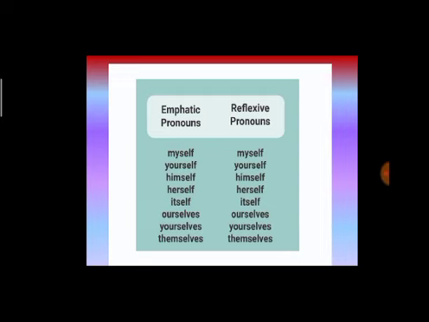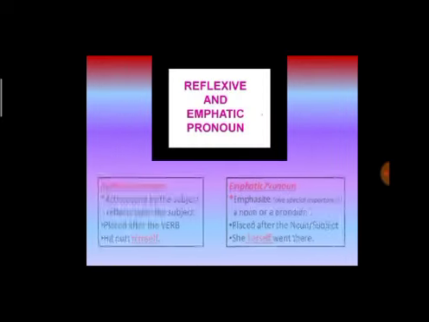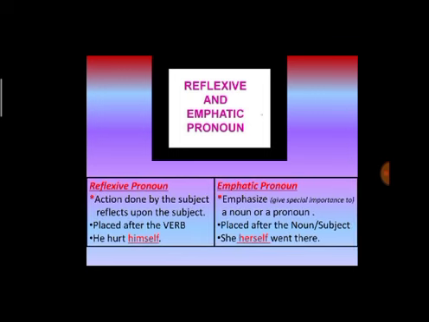But then what is the difference between them? Why are they given different names? Let us see. See, in reflexive pronoun, action is done by the subject and it reflects upon the subject. And here the emphasis is given on a noun or a pronoun. Okay. So it can be a noun also, a pronoun also.